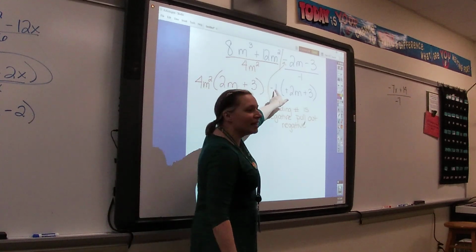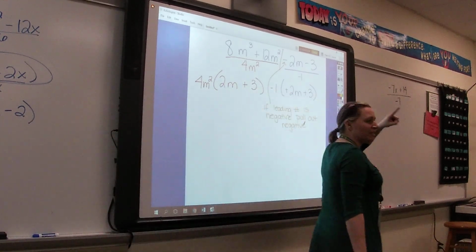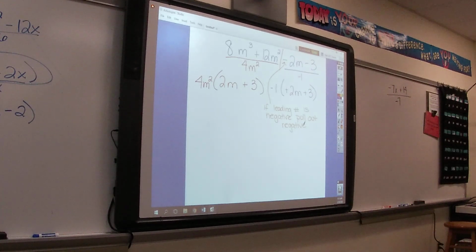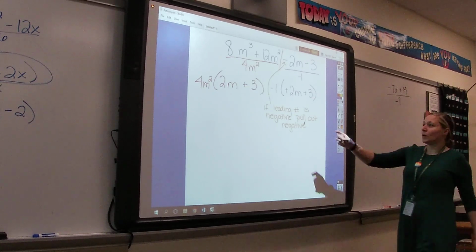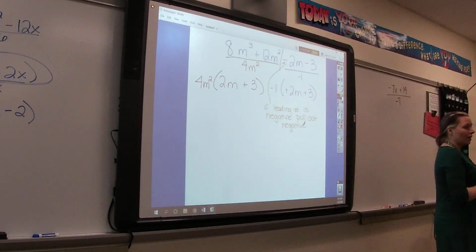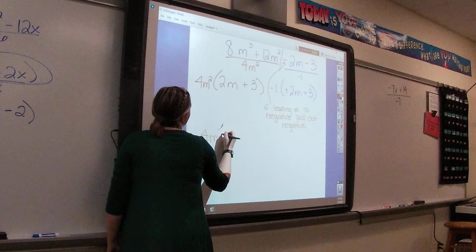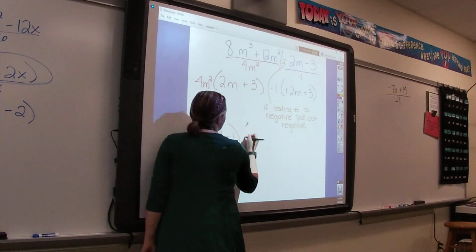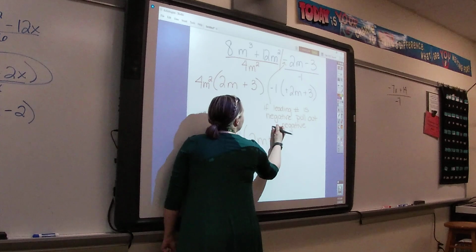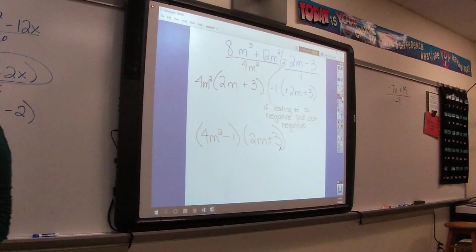Mathematically, when we change this to a negative, we call it an opposite factor. I don't need you to go home and memorize that word. What does the word opposite mean? Reverse it. If I say 4, what's the opposite of 4? Negative 4. You change the sign. So that's literally what we did, pull out a negative and change the sign. And so now we have something that matches, and now I can say 4m squared minus 1 times 2m plus 3. Are you okay on that? Oh, I thought you were confused on something.